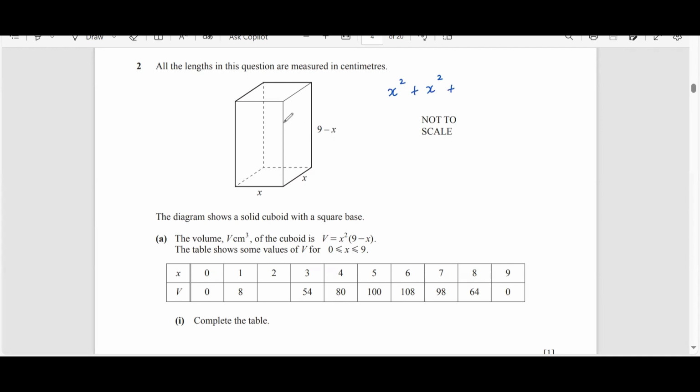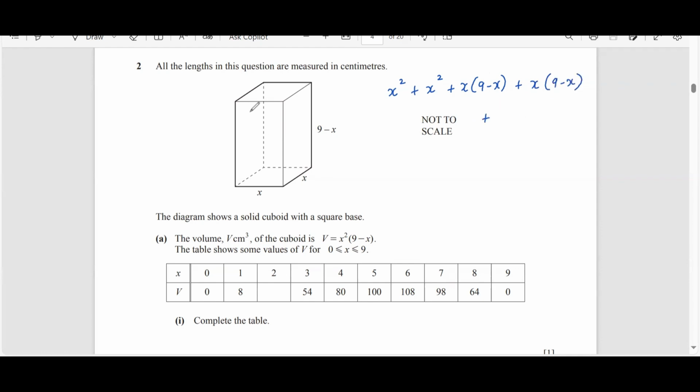Now let's find out what this right-hand side rectangle is. Length is x and width is 9 minus x. We know that the area of a rectangle is length multiplied by width. So x multiplied by 9 minus x. Now, the left-hand side is the same as the right-hand side, so the area of that rectangle will also be x multiplied by 9 minus x, plus.